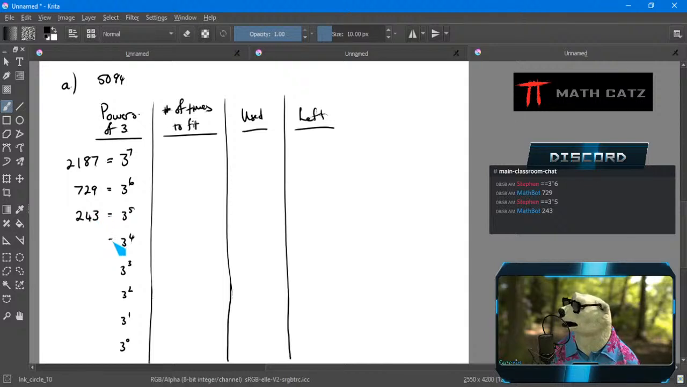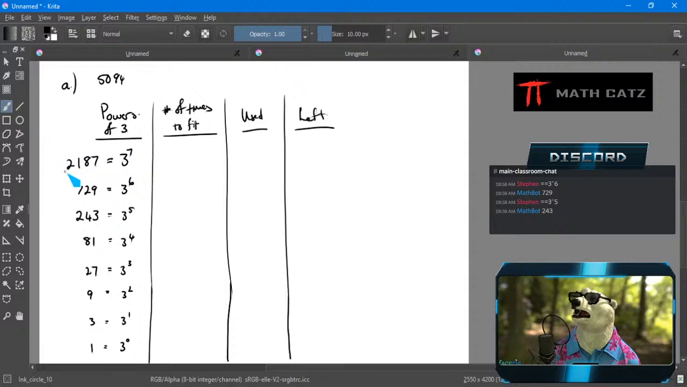243. Now, sometimes, the more you do these, you start to remember the small ones. 3 to the power of 4 is 81. 3 cubed is 27. 3 squared is obviously 9. And then 3, and then 1. But definitely make sure we need these values. Correct, right? All right. Now I start at the top with my quantity in decimal, 5094.